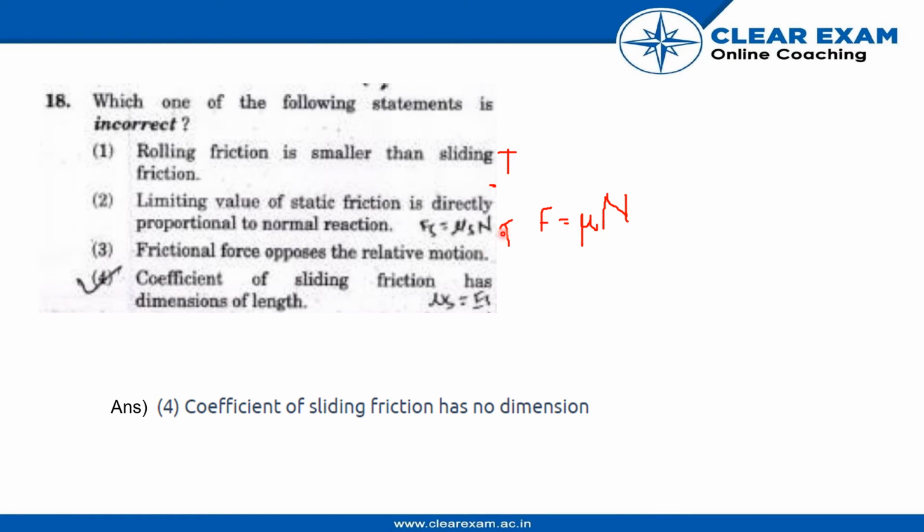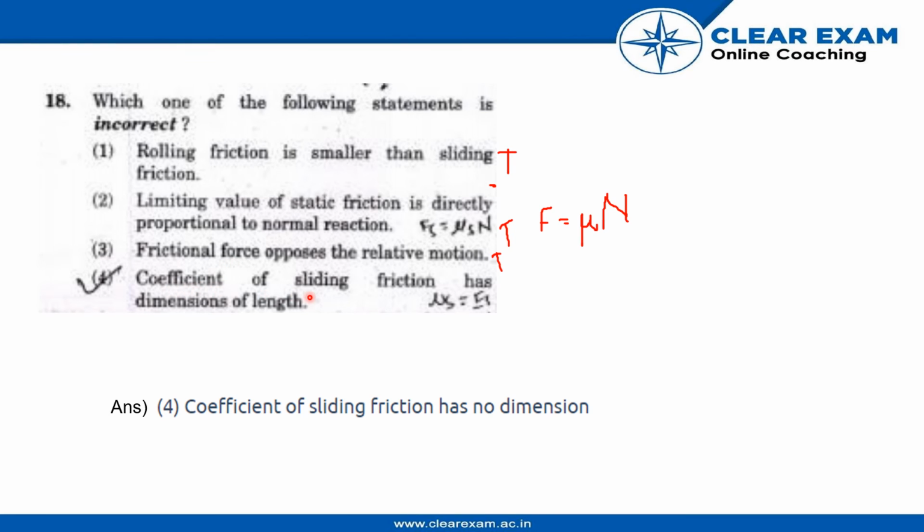Now, the third statement: frictional force opposes the relative motion. That is always true. We always read that the frictional force appears in the opposite direction of applied force, right? Hence, this is also true. Let's write true here. Now, the answer should be the fourth part, as it is the only option left. But let's read it once again.